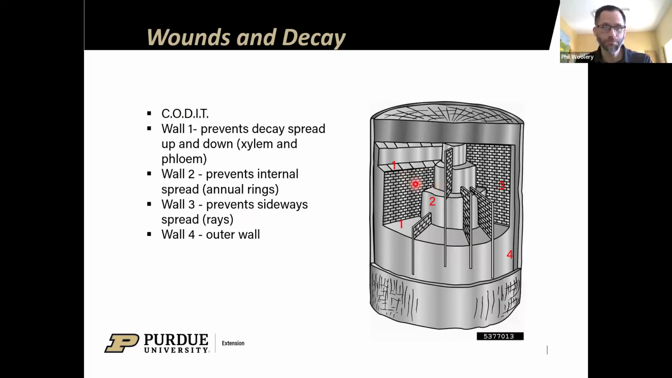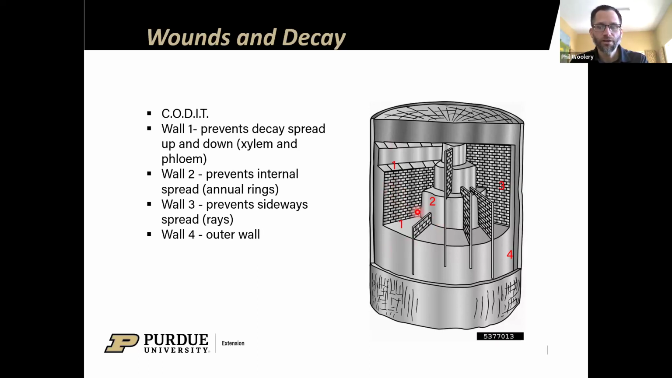The first wall is the xylem. The xylem is those fibers. It's basically the wood fibers, and they transport water up and down. So that's kind of like a highway for different pathogens to quickly move through the tree. And the tree can block off those pathways, so there's going to be a top and a bottom there.